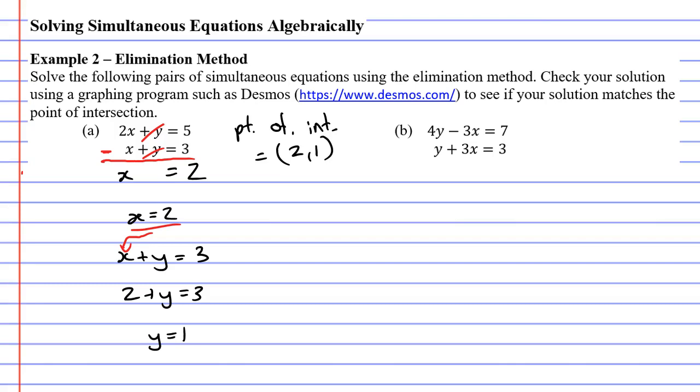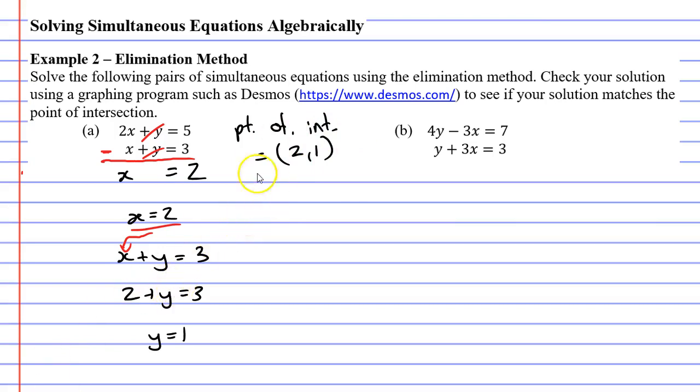Now I would like to point out that for this question we gave the point of intersection, but we didn't have to. And the reason we didn't have to is the question did not ask for the point of intersection. It just asked us to solve the pair of simultaneous equations, meaning that it's quite appropriate just to write that x equals 2 and y equals 1 and stop there. Make sure you always read the question because sometimes the questions will specifically say give the point of intersection, and that means that you have to give it as a point.